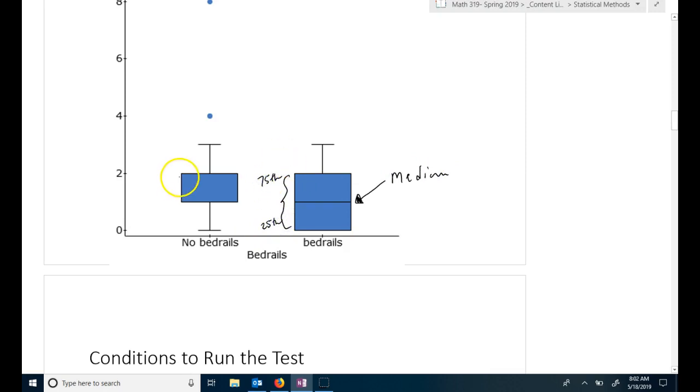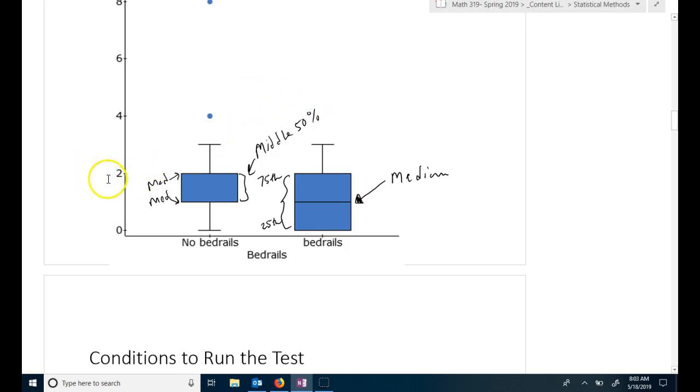Then the one with no bed rails, well, whenever I see a box that doesn't have a midline, it means either the median is here, or it means the median is here. So it's either at the very bottom or at the very top. We can do some investigation, which we'll do in just a minute, to see which statistic it is. But here's its middle 50%. Again, that's the 25th to the 75th percentile.